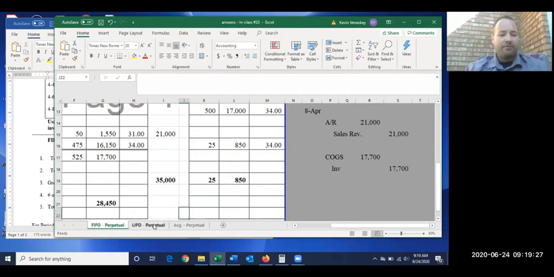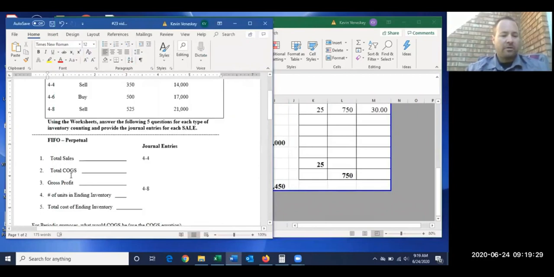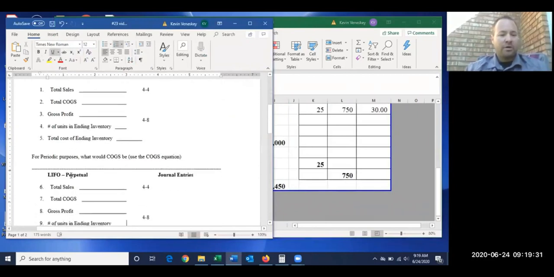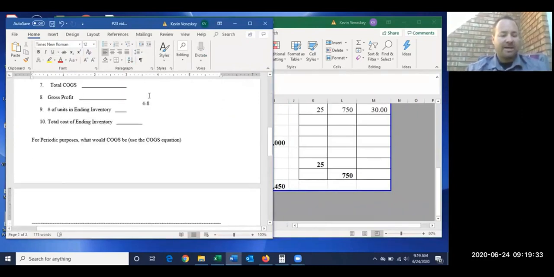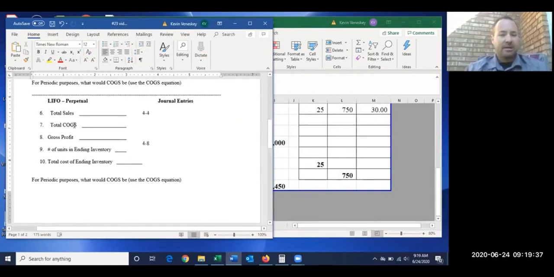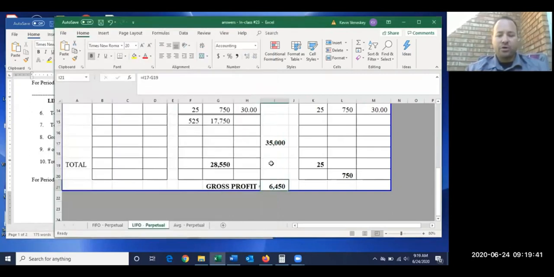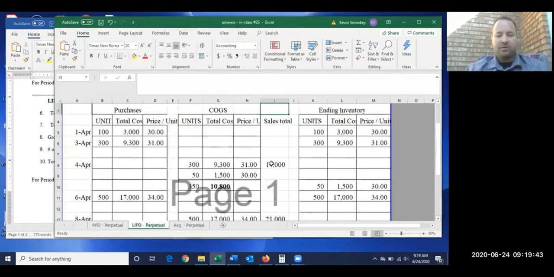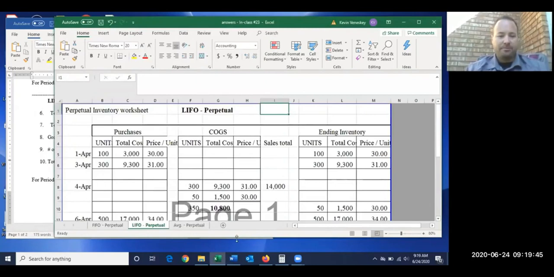Now for LIFO, what we're going to do is the same thing. We're going to skip past the periodic purposes. We're going to do an example like that in the Connect. But for LIFO, I'm not going to go through the entire thing, but I do want to show you the difference between FIFO and LIFO and do a quick comparison.